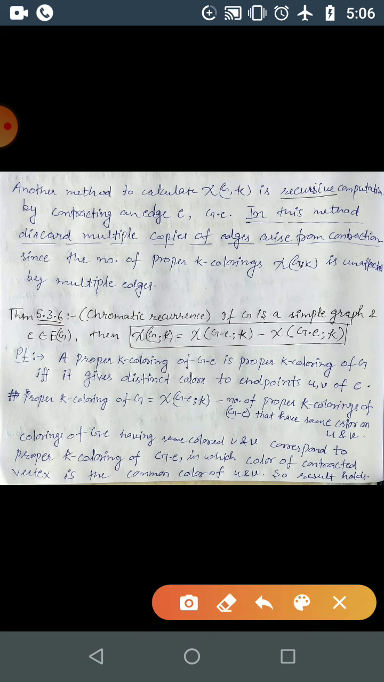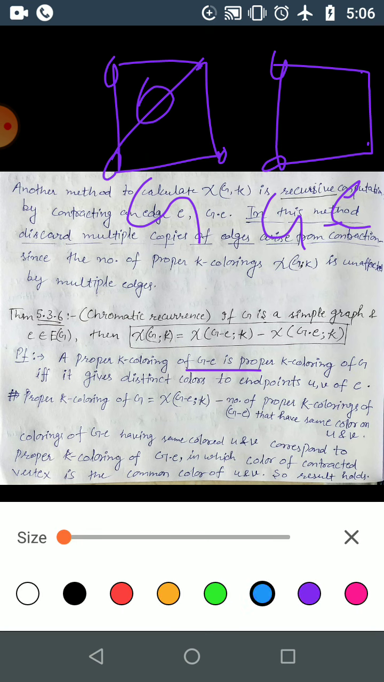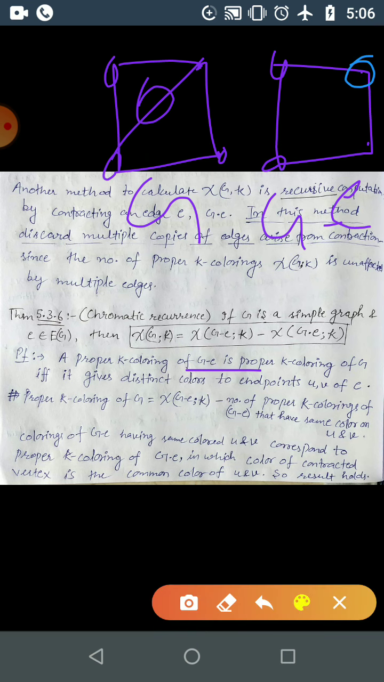Why is this happening? Because proper colorings of G minus E and G are related. How? A proper k coloring of G minus E is a proper k coloring of G if and only if it gives distinct colors to the endpoints of E. Suppose this one is G and this one is G minus E, and I am just taking this as E, correct. So a proper coloring for G minus E will be a proper k coloring for G if and only if it gives distinct colors to the endpoints of E, correct. Then it will be the same.